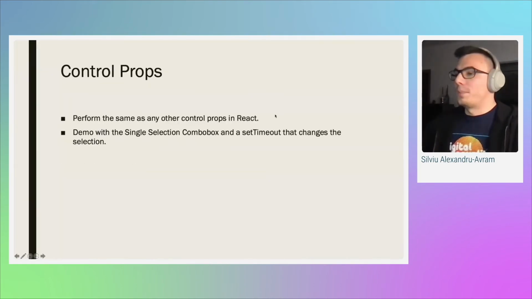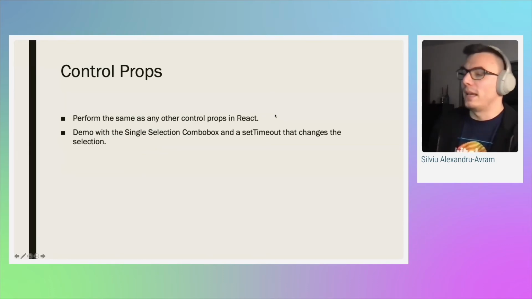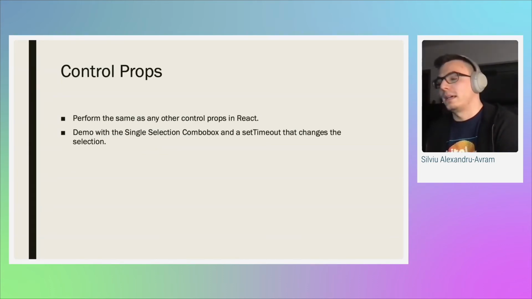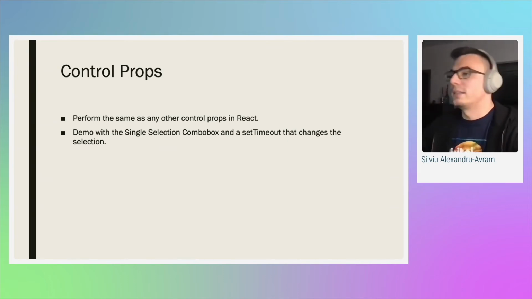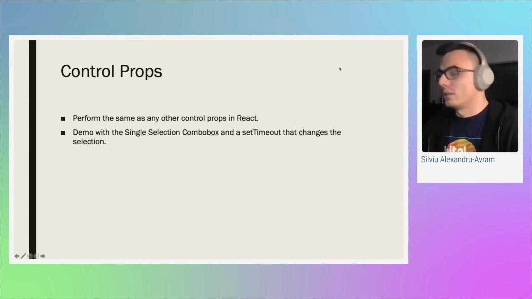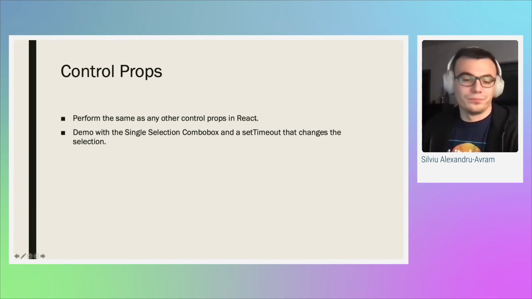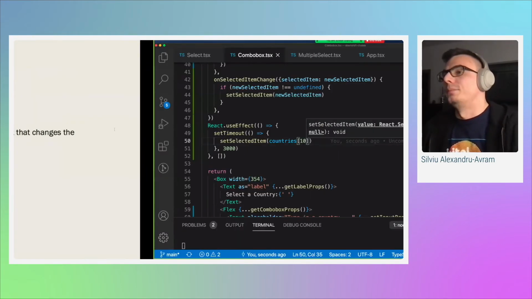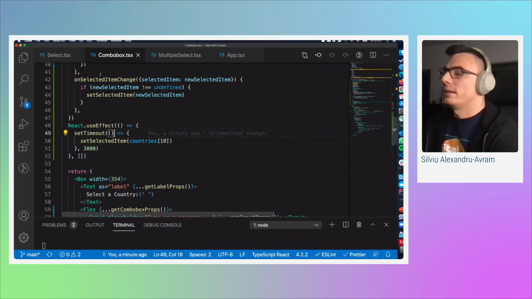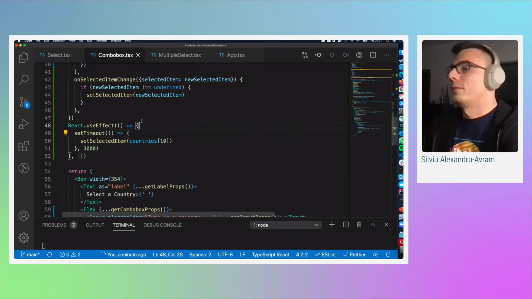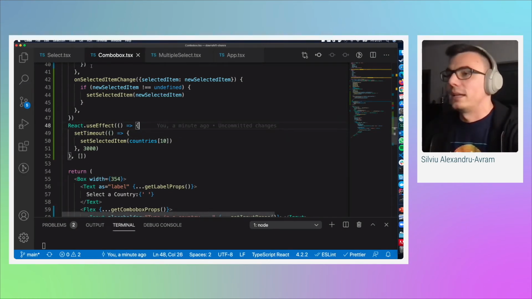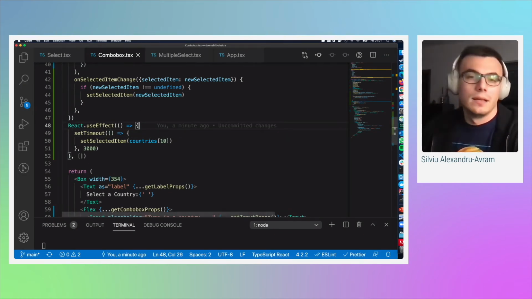So for control props, these should work the same as any other component that involves state in React. And you can control any of the state properties of the hooks in Downshift in a similar way.